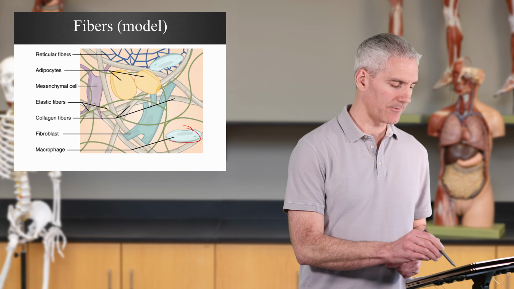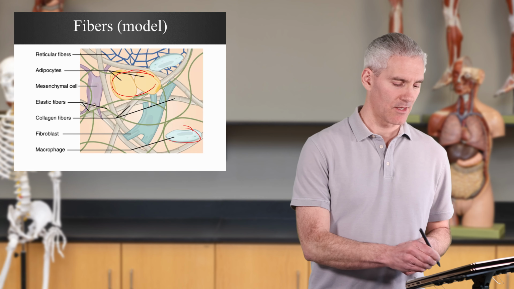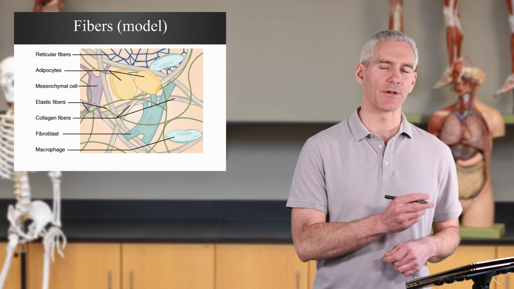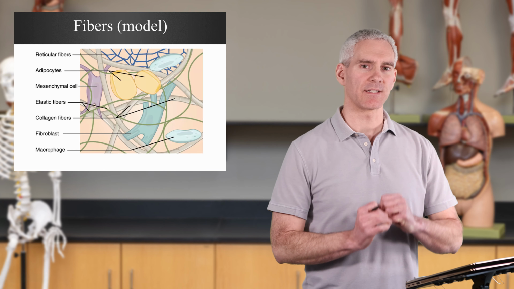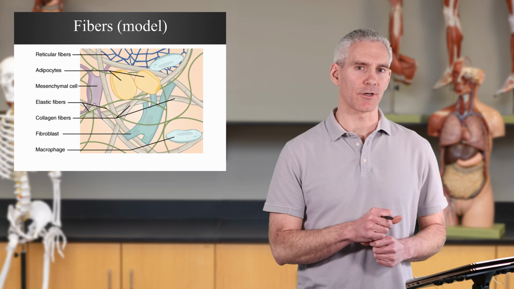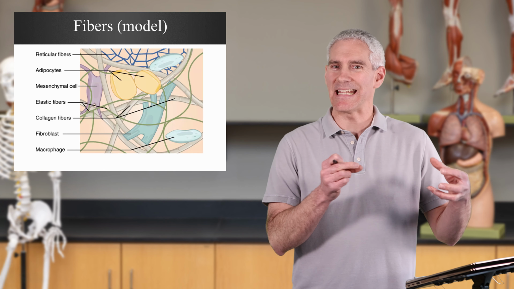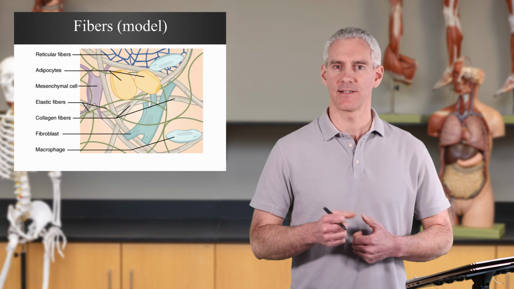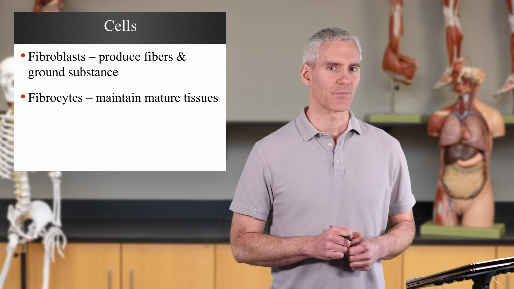You have cells like macrophages, adipocytes. That's where we're going next. We need to look at the different types of cells and how everything kind of meshes together. The meshing together will be important when we start looking at the next video, when that shows us the individual types of connective tissues. But first, the cells, like I mentioned.